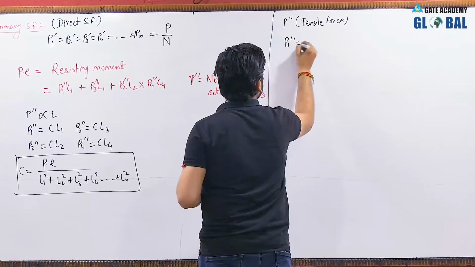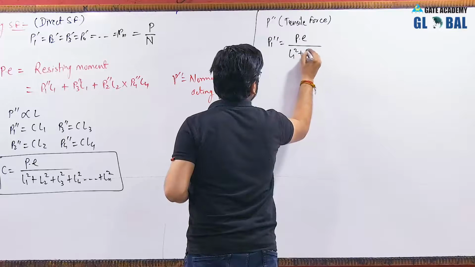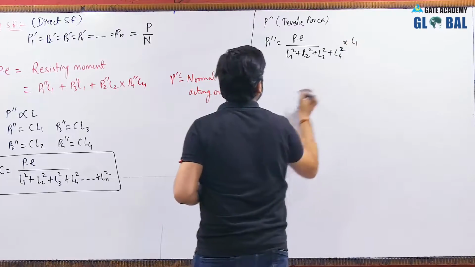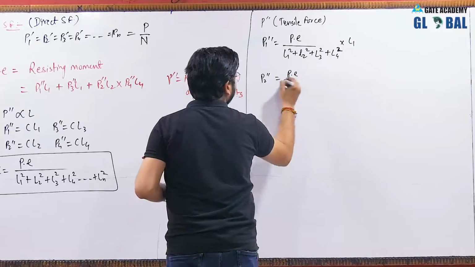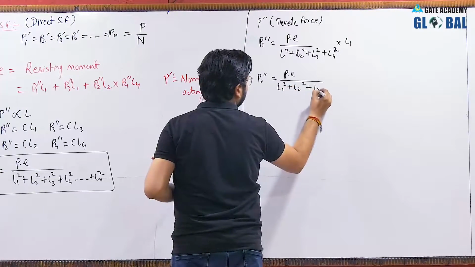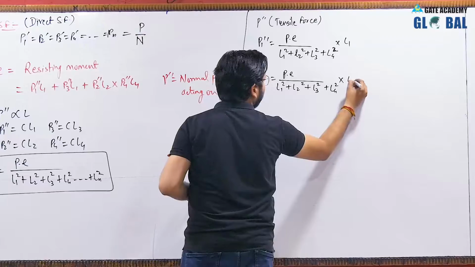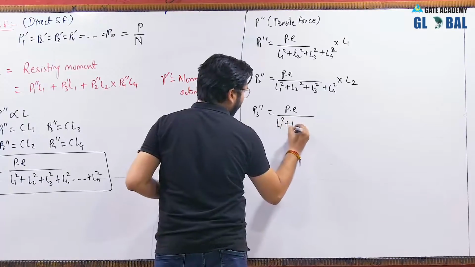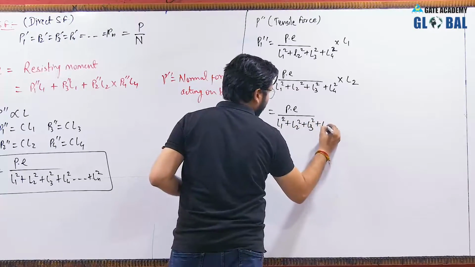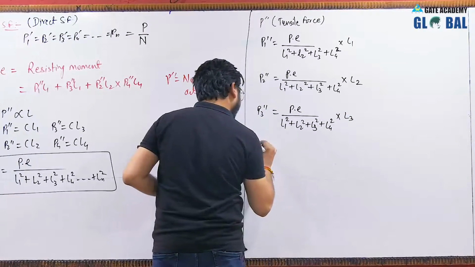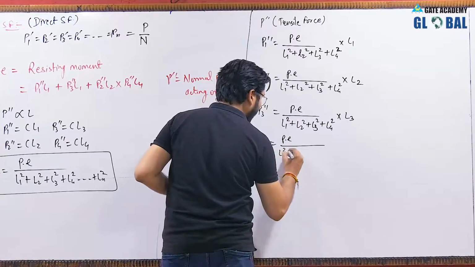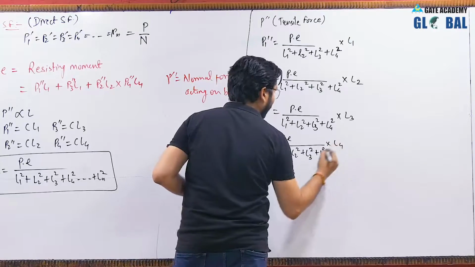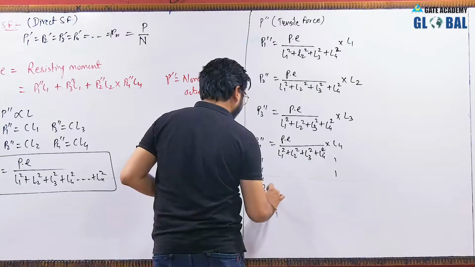P1 double dash will be equal to P into E divided by L1 square plus L2 square plus L3 square plus L4 square, multiplied by L1. P2 double dash will be P into E divided by L1 square plus L2 square plus L3 square plus L4 square, multiplied by L2. P3 double dash will be equal to the same expression multiplied by L3. P4 double dash will be the same expression multiplied by L4, and it goes on up to Pn double dash.